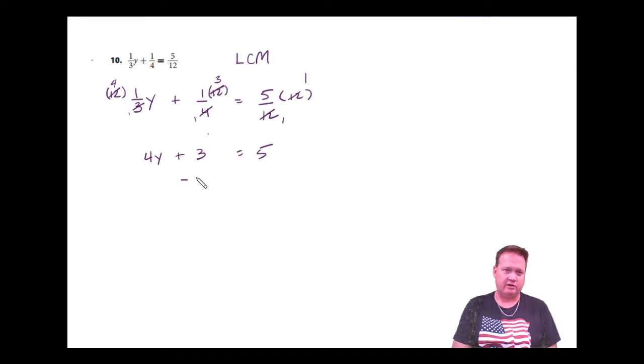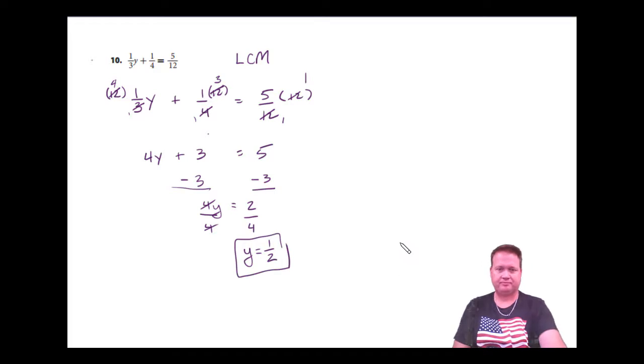And now we have an equation that we can solve. It's just a two-step equation, and we can show 2 steps, 2 operations, inverse operations. Let's get rid of the 4. We'll divide both sides by 4, and we get y is equal to 2/4. We always want to reduce our fractions. We get y as 1/2.